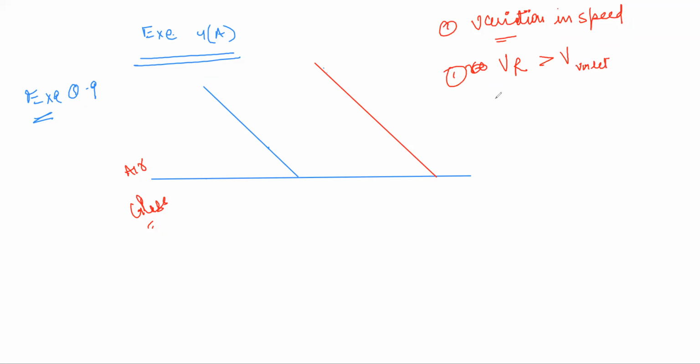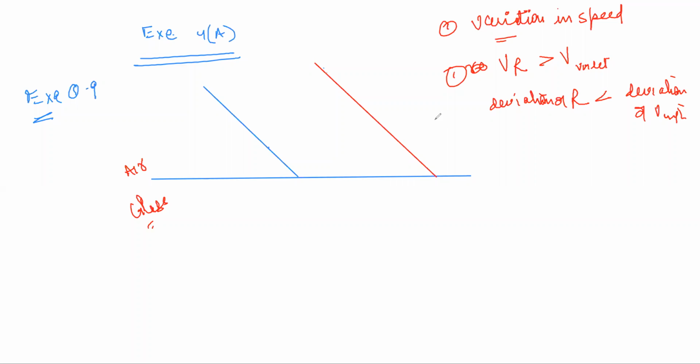First point, deviation. The deviation of red light is less than the deviation of violet light. Perfectly correct. And velocity, I told you.